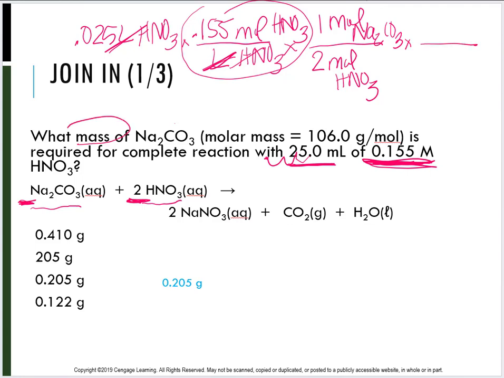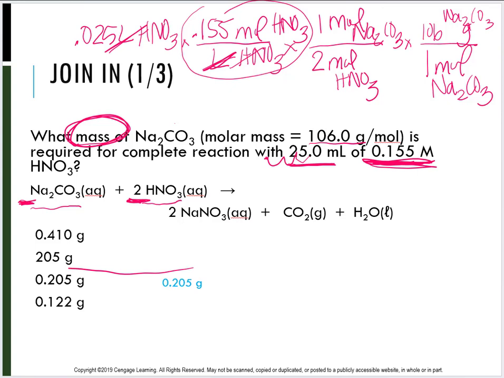And then finally, it wants an ending point of mass. So grams of Na2CO3. And again, anytime we do a molar mass, it's for 1 mole of Na2CO3. And it gave me the molar mass, thank goodness, 106 grams. So let's do our 0.025 times 0.155 times 106, all divided by 2, and we should get 0.205 grams. Try that out, pause the video, see what you get.